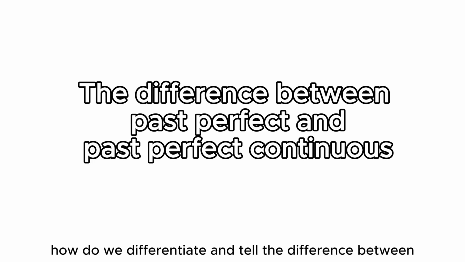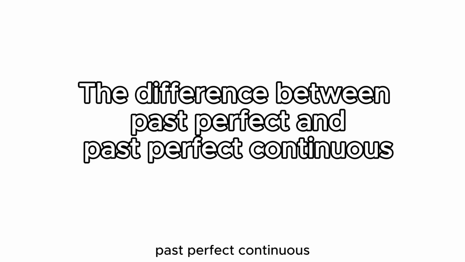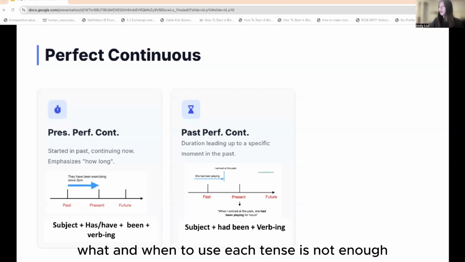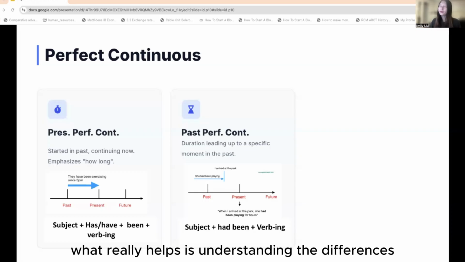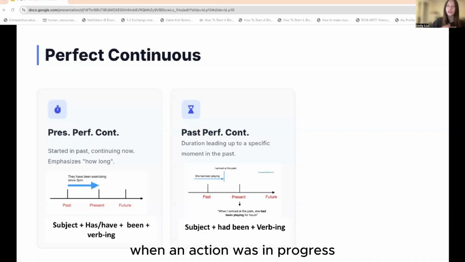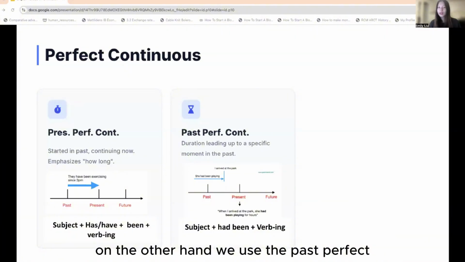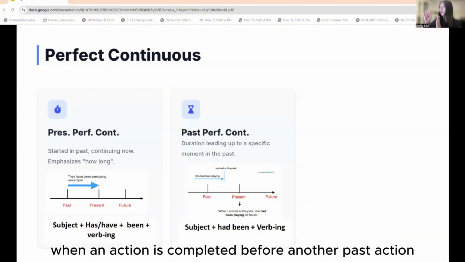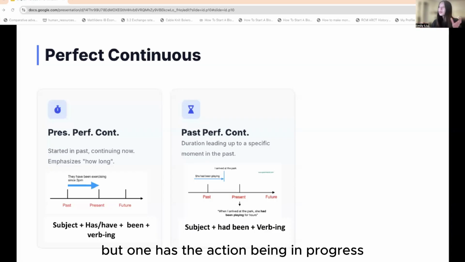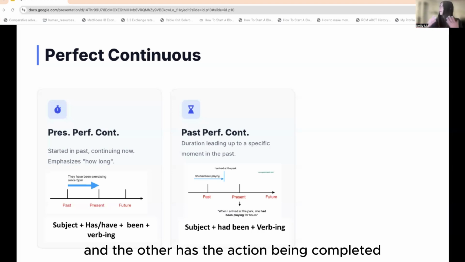How do we differentiate and tell the difference between past perfect continuous and past perfect? Understanding what and when to use each tense is not enough, but also what really helps is understanding the differences. We use the past perfect continuous when an action was in progress before another past action. On the other hand, we use the past perfect when an action is completed before another past action. So in both cases, some past action is happening before a second past action, but one has the action being in progress and the other has the action being completed.